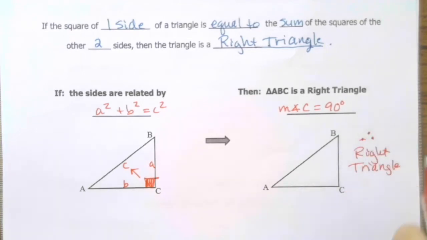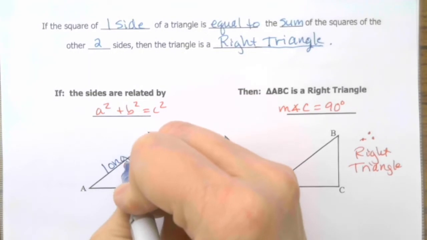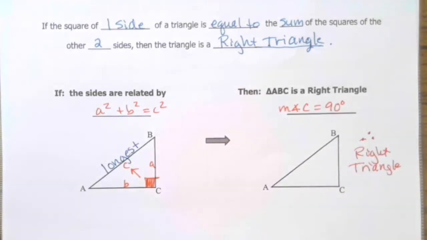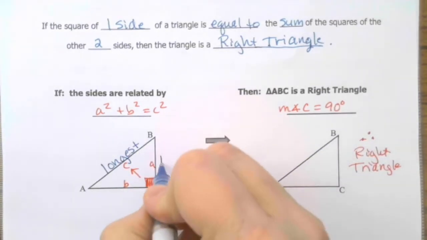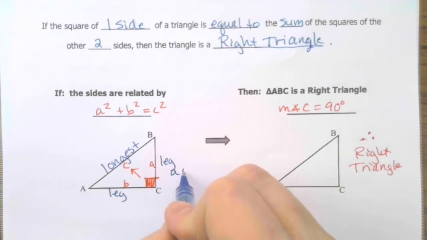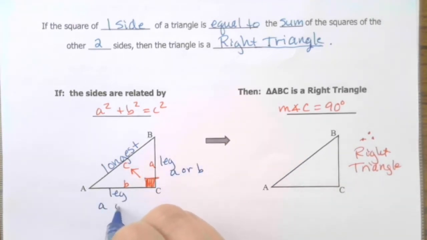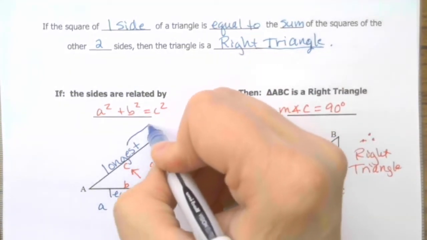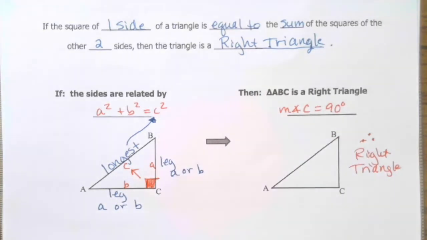Now, if you're not sure which one is the 90 degrees, then all you need to do is make sure that C is the longest side. Whatever number's biggest, that's your C. The other two are the legs. And the leg can be A or B for these choices. It's only the longest side that you have to be careful that it goes on its own on the right-hand side.